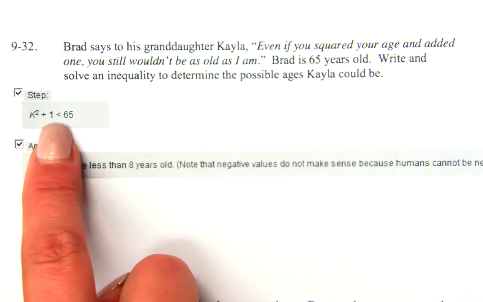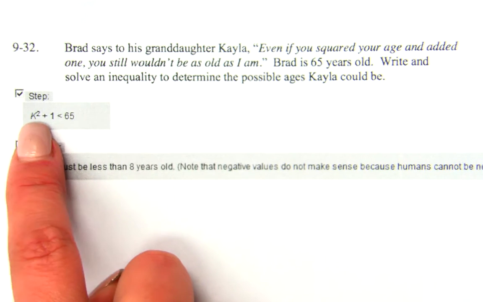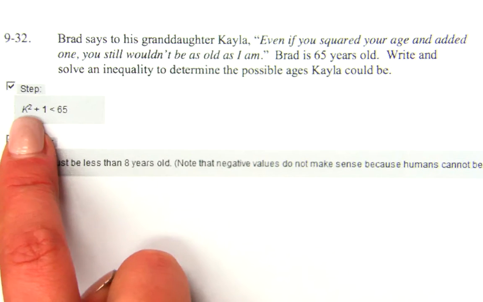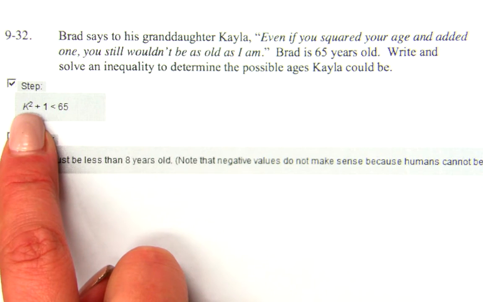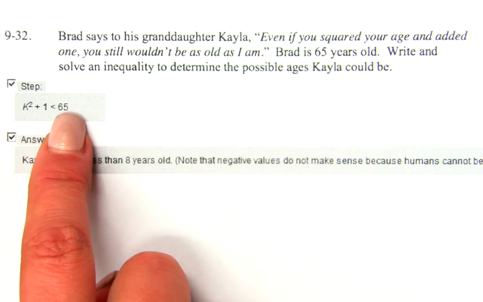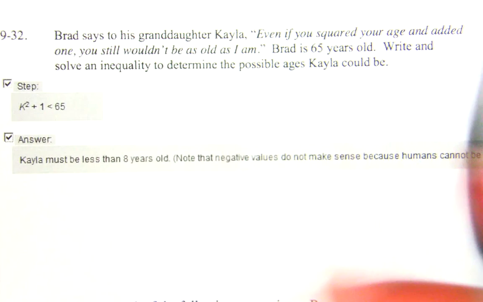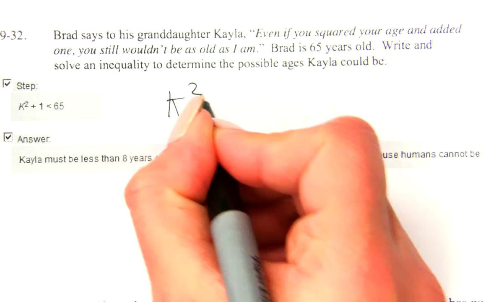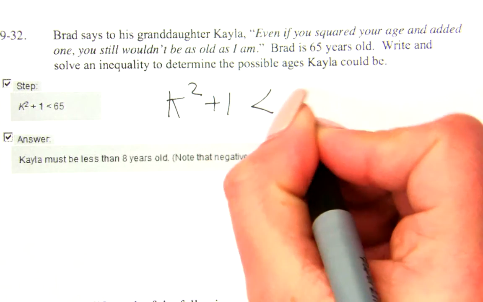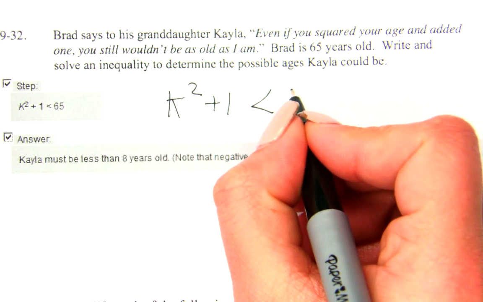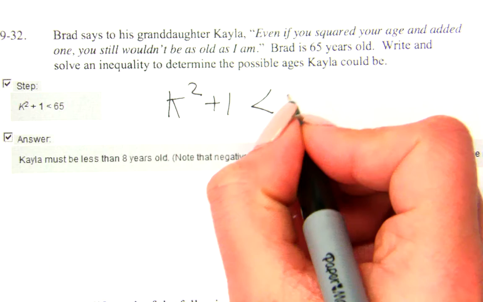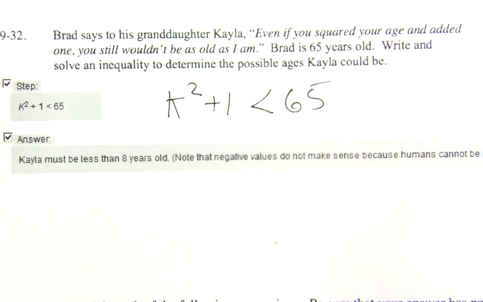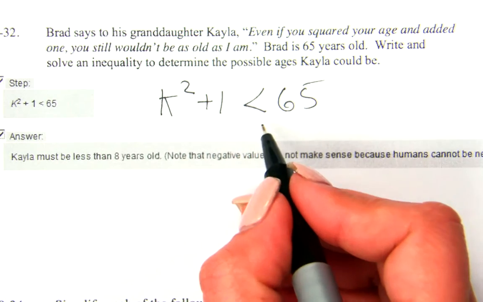So Brad is 65 years old. There's the inequality: squaring Kayla's age. Even if you squared your age and added 1, you still wouldn't be as old as I am. So Kayla's age squared plus 1 is less than 65, Brad's age. And you need to solve this.